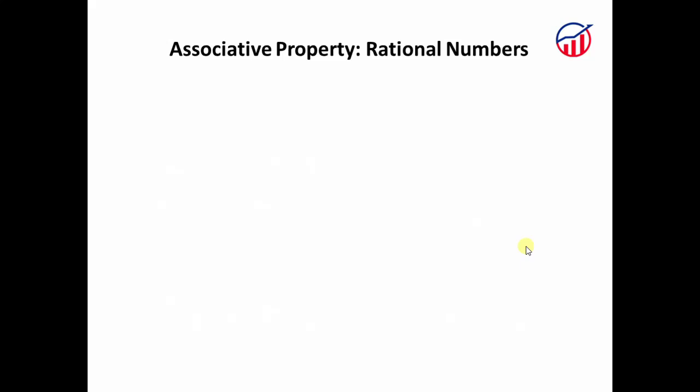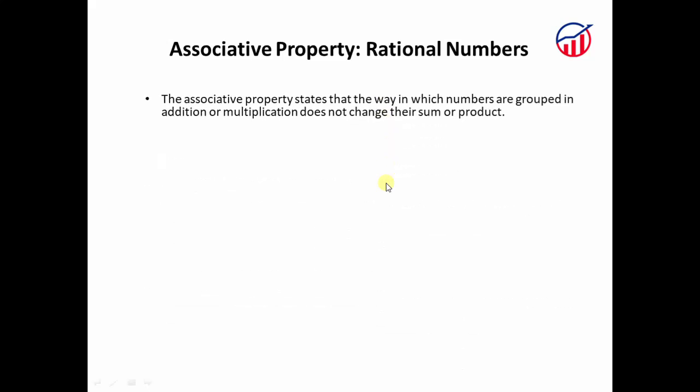Next, we'll move on to the associative property for rational numbers. So what does the associative property state? The associative property states that the way in which numbers are grouped in addition or multiplication does not change their sum or product. So basically we have seen a commutative property, interchanging two positions, and here we are going to talk about grouping of numbers.